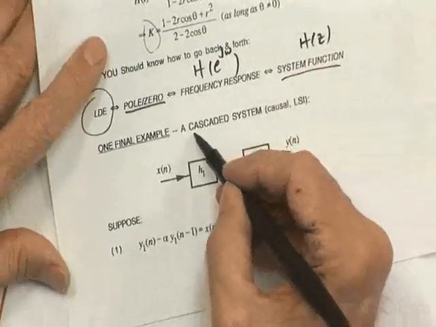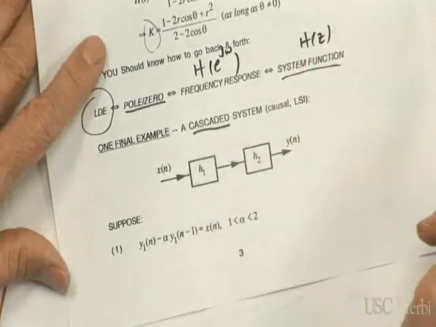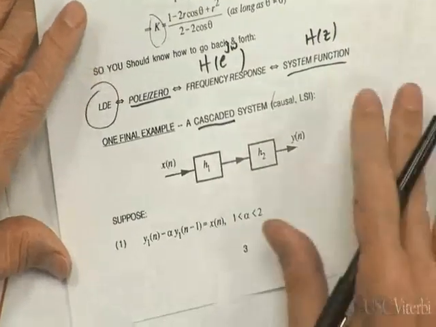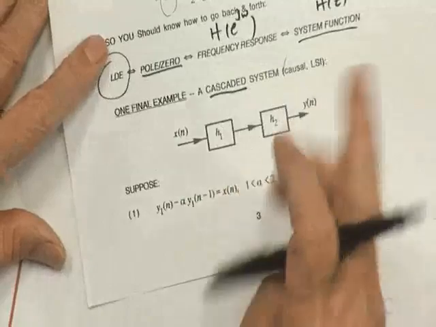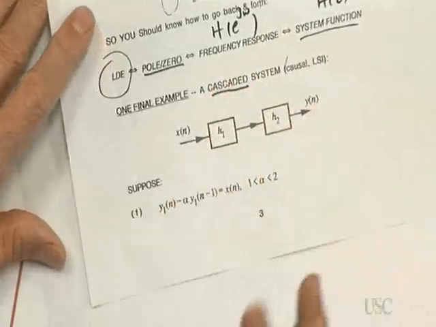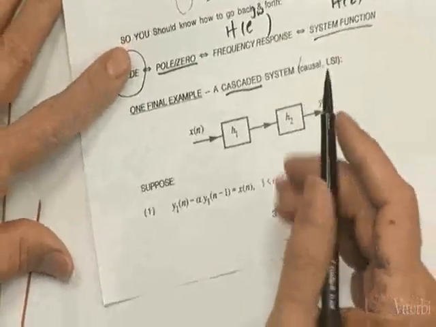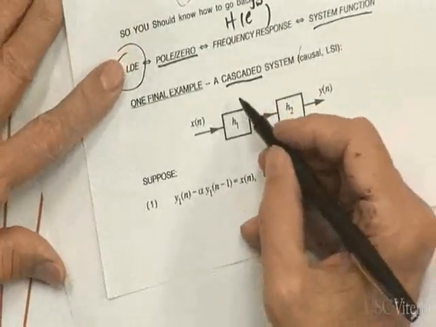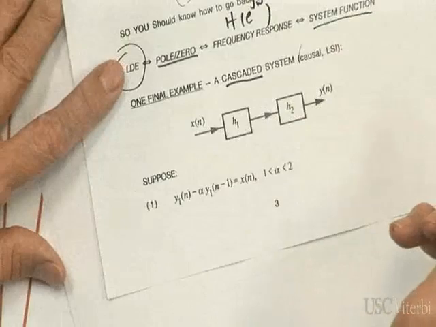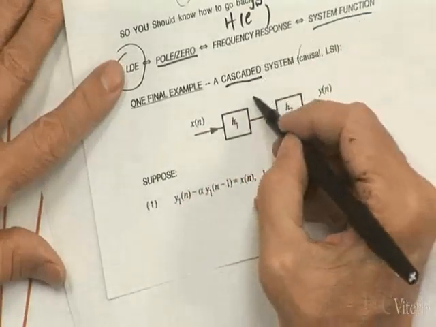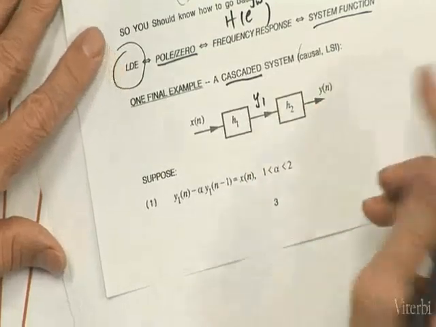This is a cascaded system, okay? And I will assume it is a causal linear shift-invariant system. In this system, we have two filters in cascade. You'll see examples of that as you go through the class project, the first one. So I have one filter, I call it H1, the impulse response. The input goes to H1, the output goes to a second filter, H2.